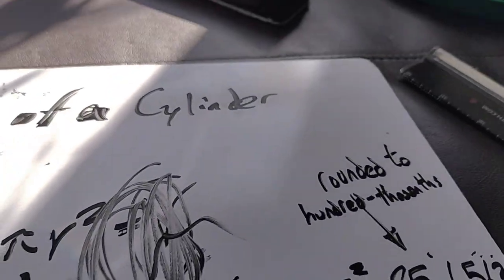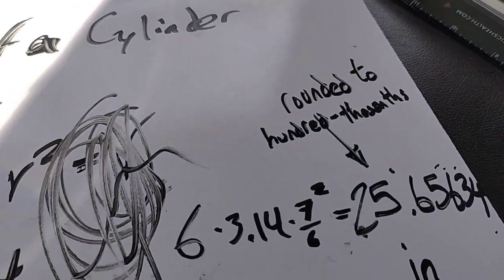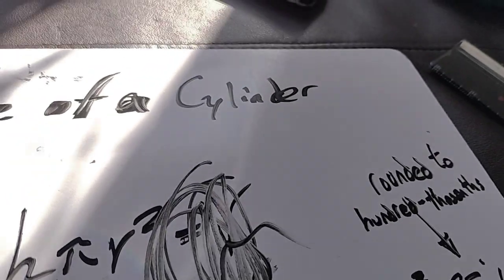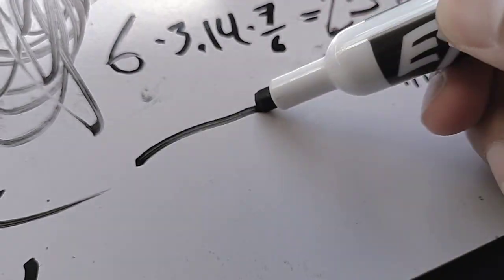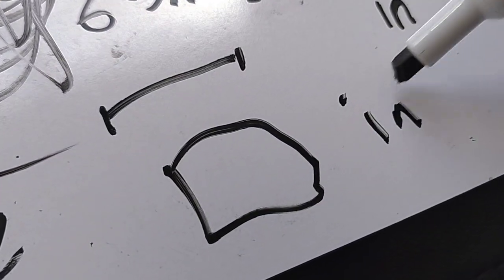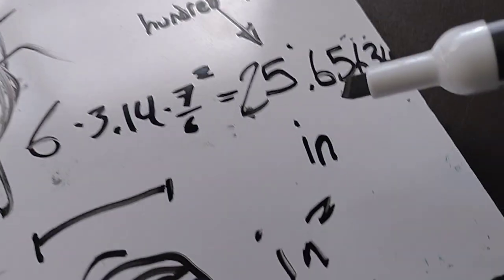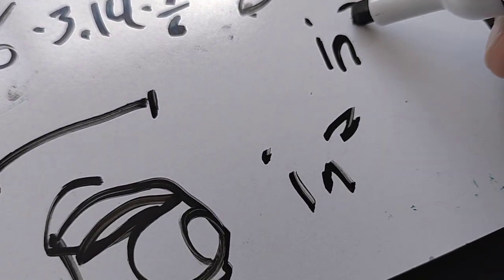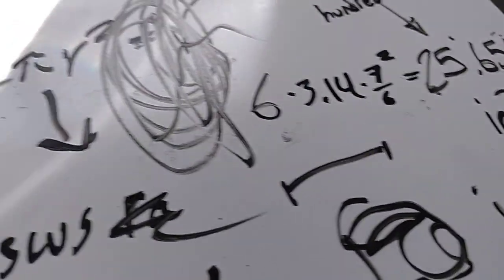What is this? Inches. Inches is distance. And guess what inches squared is? It's area. This is measured in inches squared. And what is volume measured in? Oh, it's measured in inches cubed.